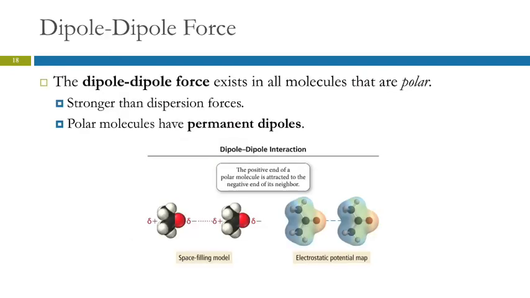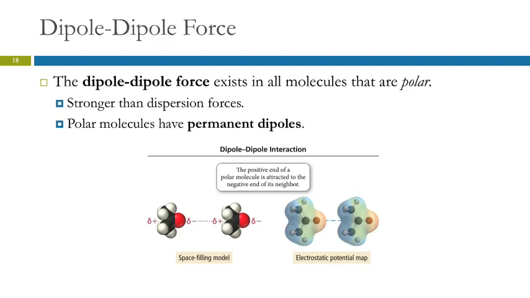So that's dispersion forces. And we have dipole-dipole forces. Dipole-dipole forces are found in polar molecules. So this is why we're talking about this after we've talked about molecular shapes, because we have to be able to understand what makes a molecule polar before we can talk about this. So these forces are stronger than dispersion forces because they are always present. Dispersion forces come and go, whereas the dipole-dipole forces are permanent. They're always there.